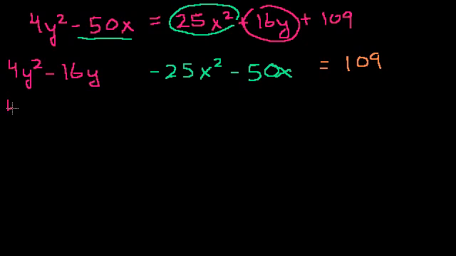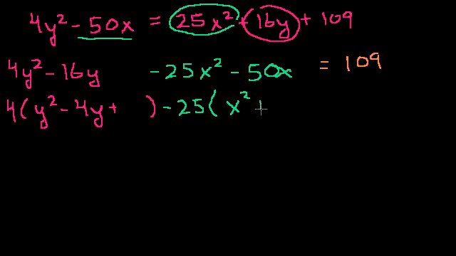So you get 4 times y squared minus 4y. I'm going to add something later when I complete the square. Minus 25 times x squared plus, let's see, minus 50 divided by minus 25 is 2, plus 2x. I'm going to add something later, is equal to 109. And these things we're going to add, those are what complete the square, make these things a perfect square.